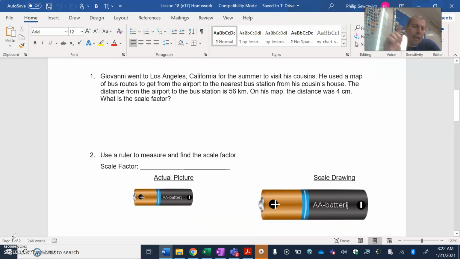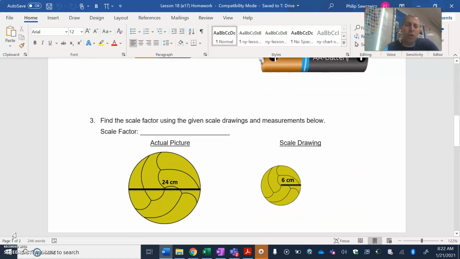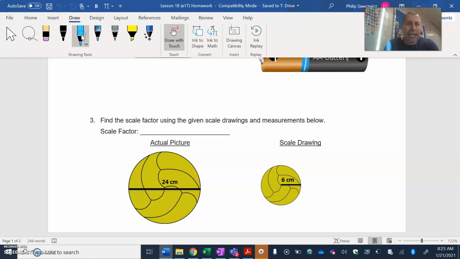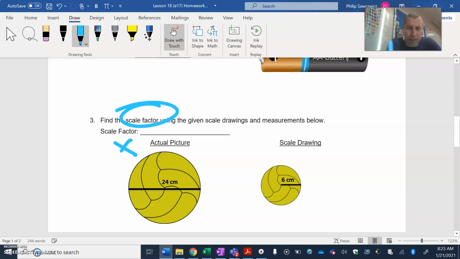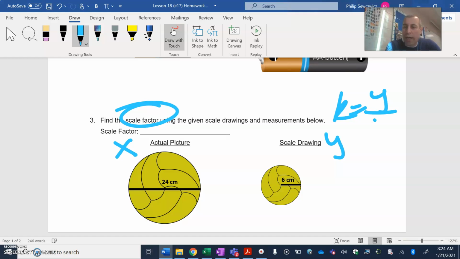So going through this, I'm not a fan of question number one. I'm not a fan of question number two. You do want to look at question number three here, all right? So we're finding the scale factor. And remember, scale factor is the exact same thing as your constant. So if this is my actual, that's the first person I've met, so that's why it's the x. My scale is always the result, so that's my y. Remember, to figure out your constant, we do y divided by x.